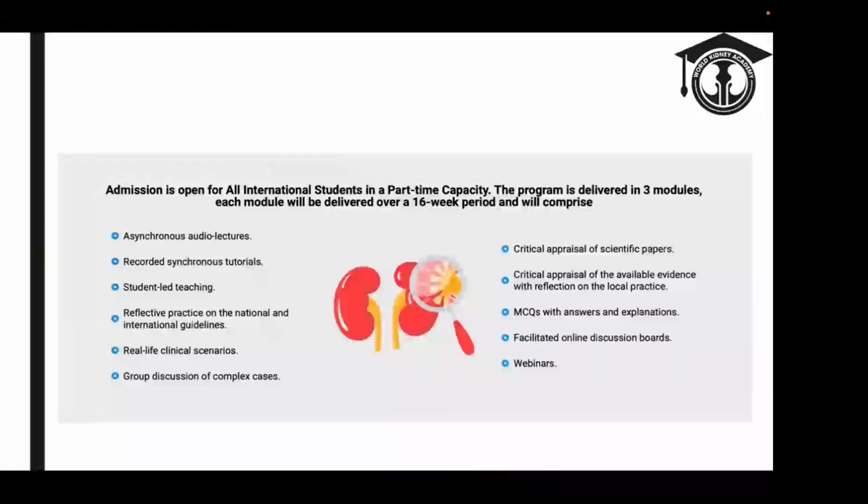So importantly, everything is asynchronous, so people can do this individually in your own time. Lectures are pre-recorded, and the journal articles are generally guidelines published in high impact factor journals, so that we know it's coming from credible sources. There are real life case scenarios that can be discussed.